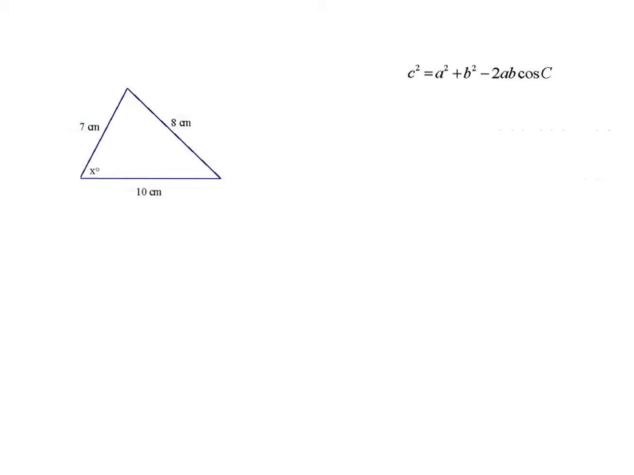As we did last time, we should start by labeling the triangle, and the angle that we're trying to find should be angle C. Once again, it doesn't matter which of the other two is A and which is B. Now we need to label the sides based on the angles opposite them. There we go.